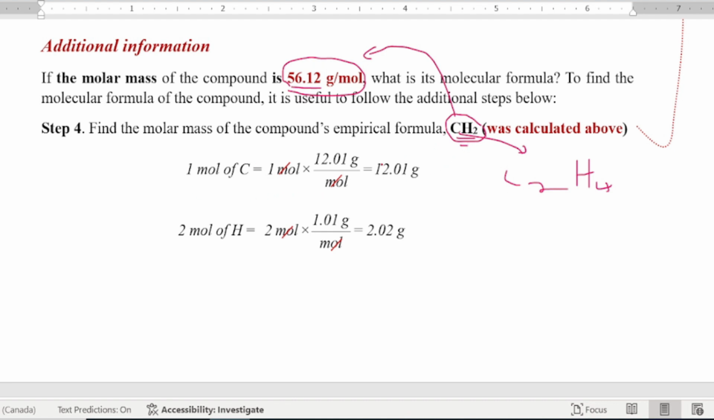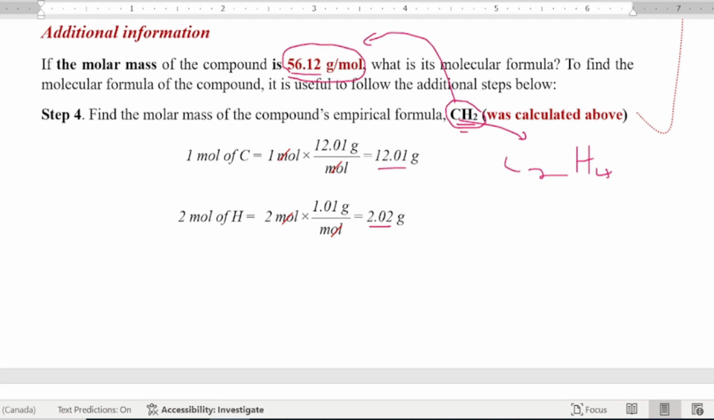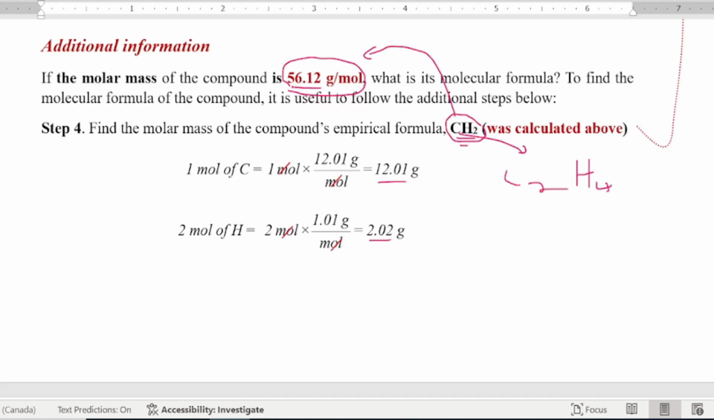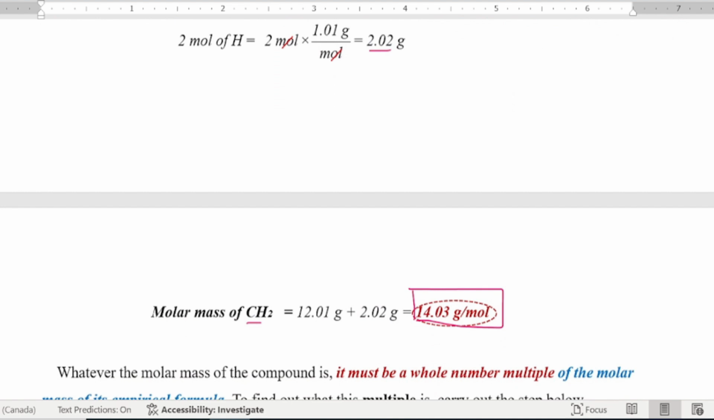You have 1 carbon, every 1 mole, there. You have 2 moles of hydrogen, and that will be there. So its molar mass will be found by adding up those 2. So the molar mass of this guy here is this. Now we want to see how many times this mass here for the real compound is as heavy as the molar mass for the empirical formula.